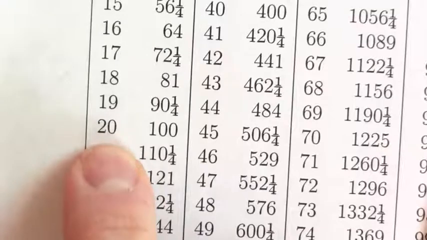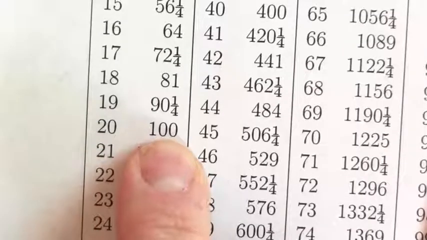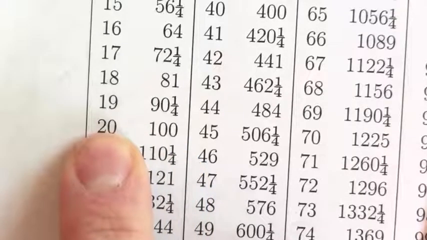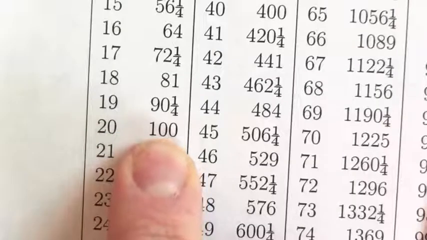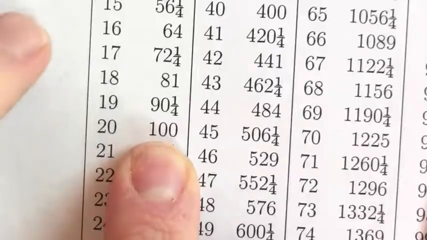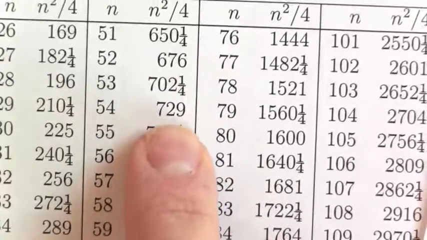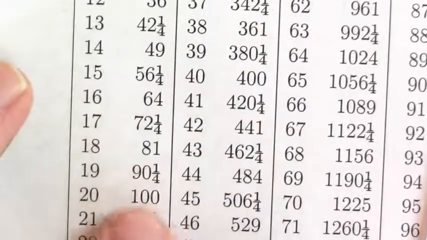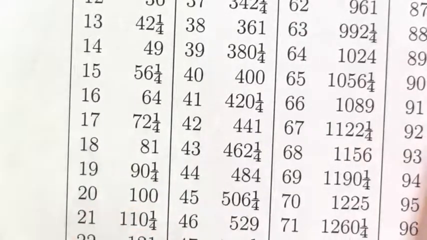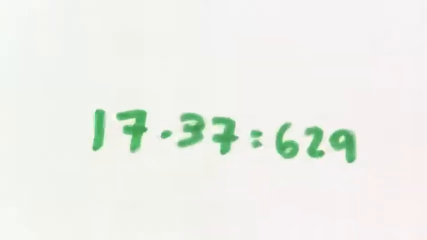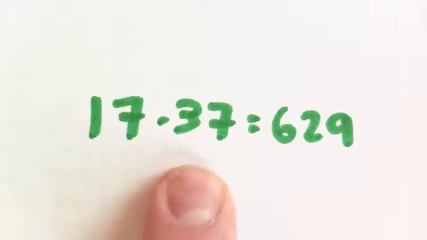Here's 20, and the quarter square of 20 is 100. That's pretty clear. 20 squared is 400 divided by 4. It's 100. Now what do I do to figure out the product of 17 and 37? Well, I'm going to take 729, I'm going to subtract 100, and I'm going to get 629, which is in fact the product of 17 and 37.